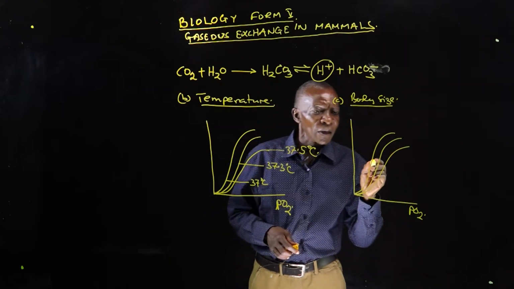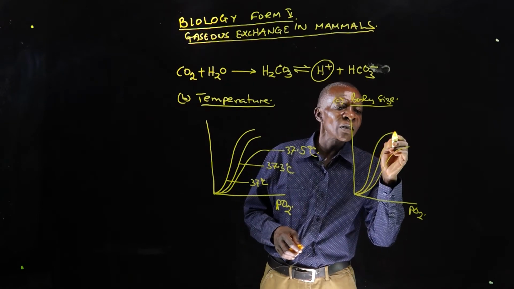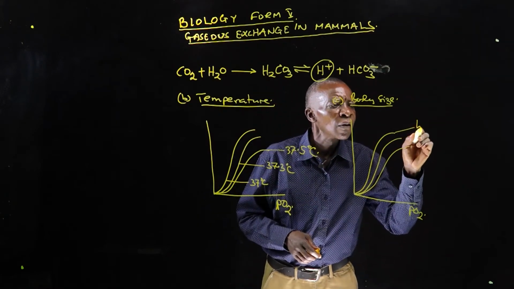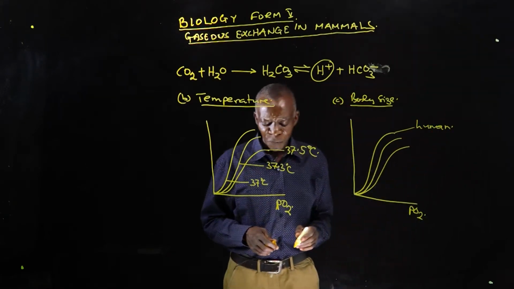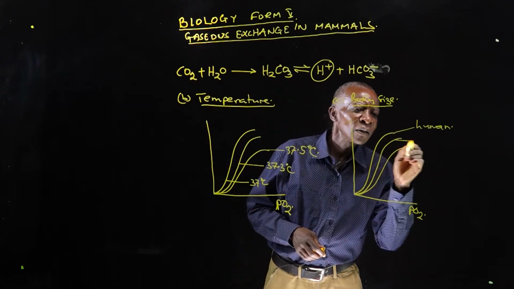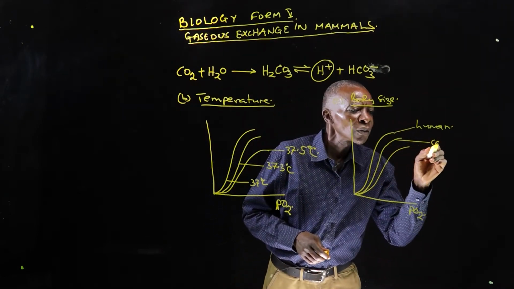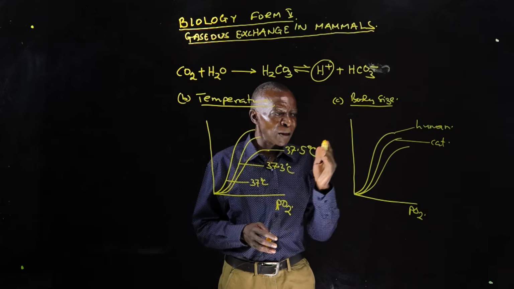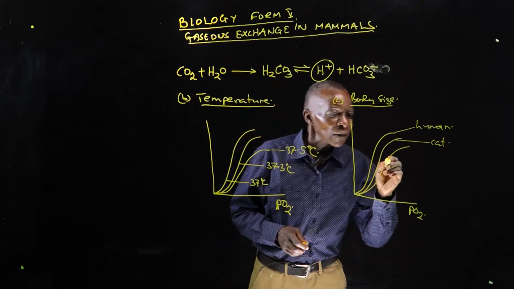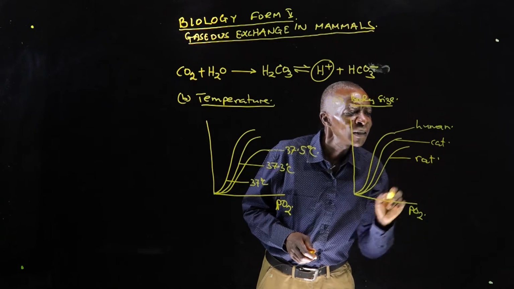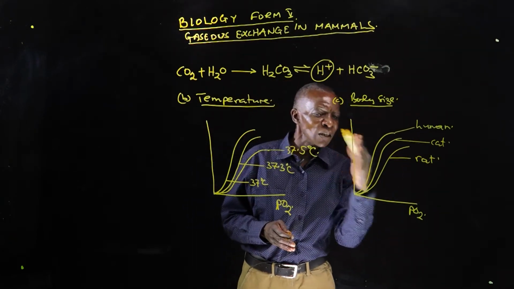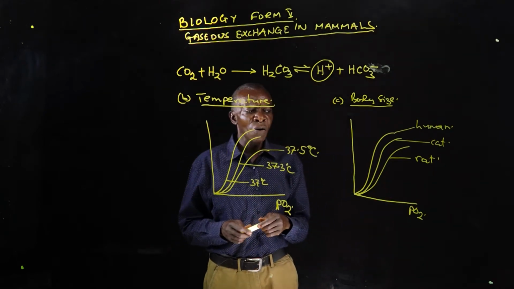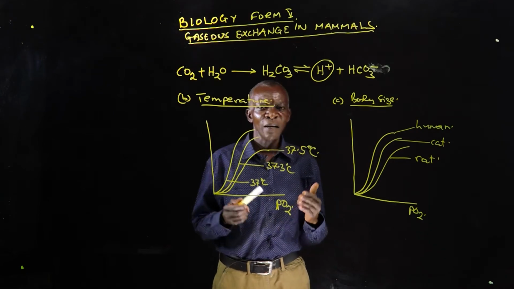But maybe if this is an oxygen dissociation curve for a human being, compared to a small mammal such as a cat, you have the oxygen dissociation curve shifted to that particular side. A rat, which is smaller than a cat, has its oxygen dissociation curve displaced further away towards the oxygen partial pressure axis.